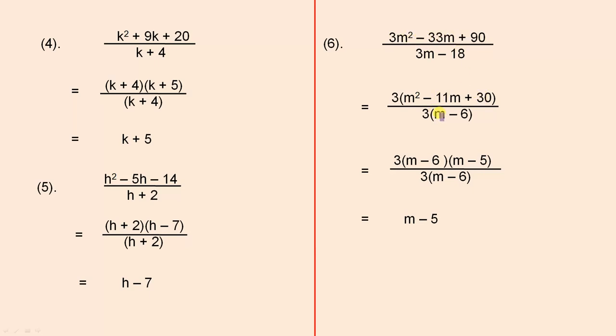In the denominator, we have 3 outside of m minus 6, because when you factorise 3m minus 18, that gives you 3 outside of m minus 6. The 3 and the 3 cancel. The m minus 6 cancels with the m minus 6, so you're left with m minus 5. So we've seen 6 excellent examples where we can use factorisation to simplify algebraic fractions.